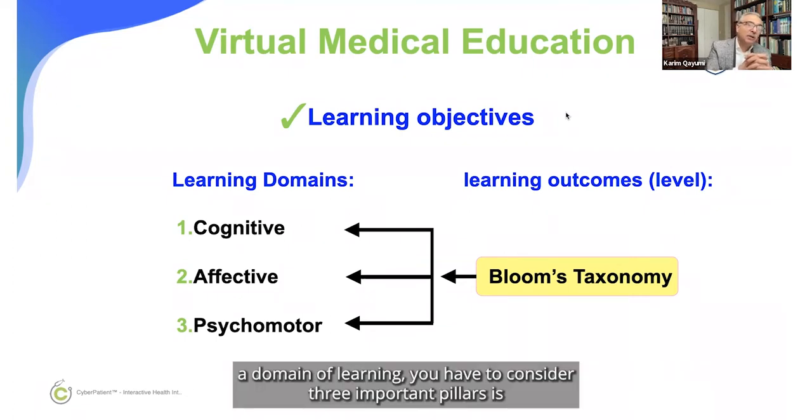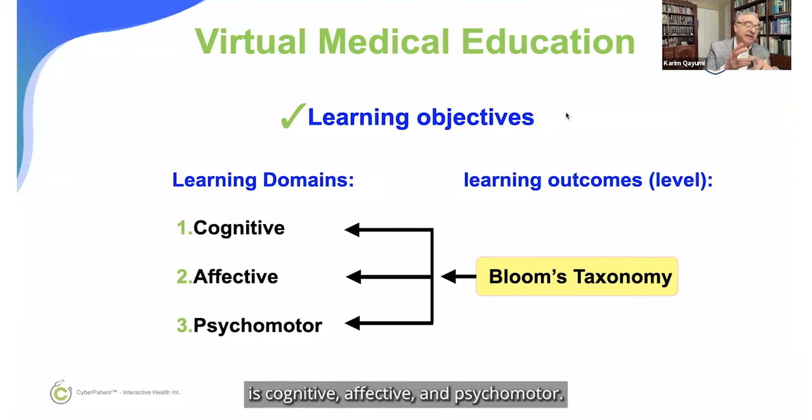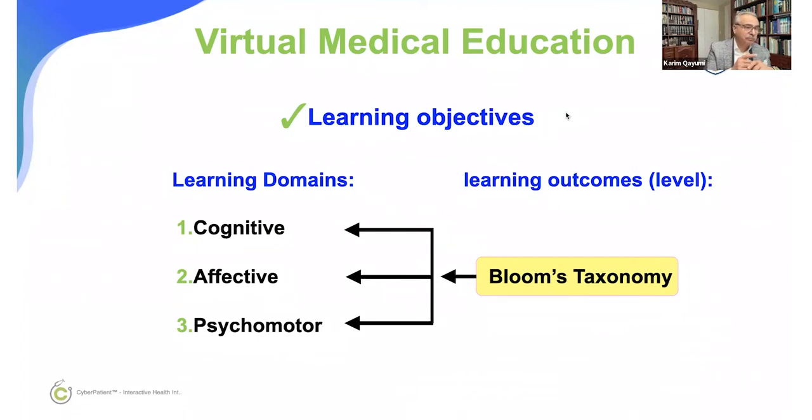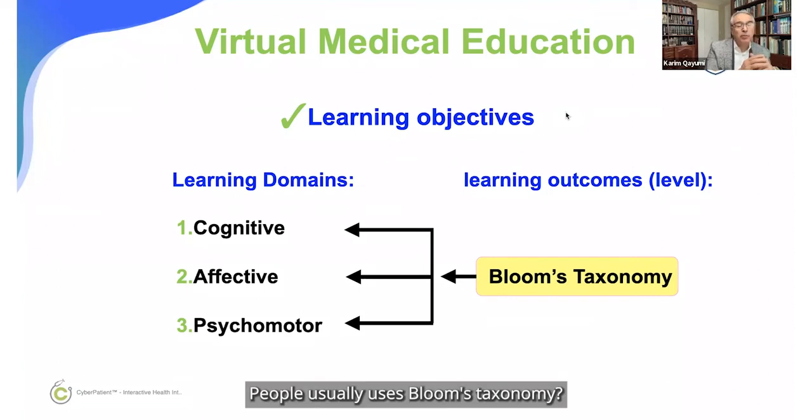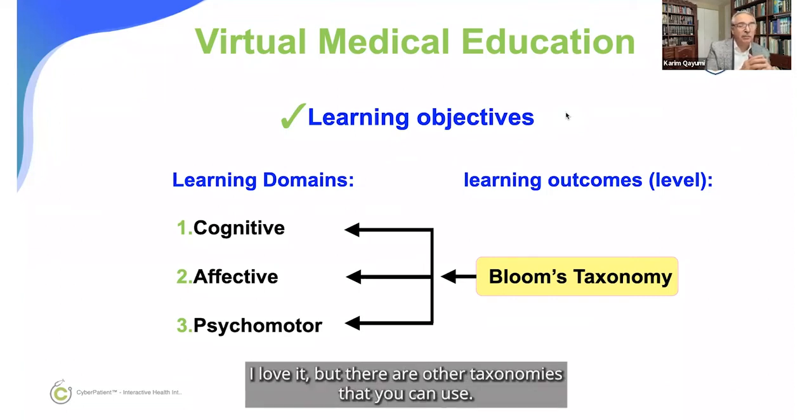So for domain of learning, you have to consider three important pillars: cognitive, affective, and psychomotor. And for learning outcomes and the level of our learning outcomes, people usually use Bloom's taxonomy. I love it, but there are other taxonomies that you can use.